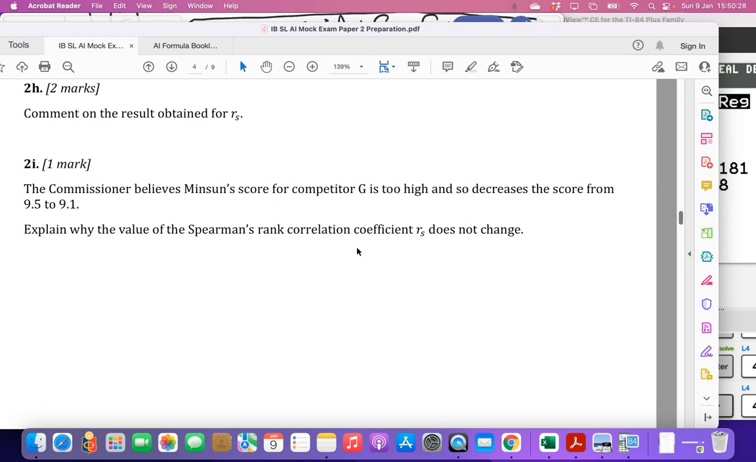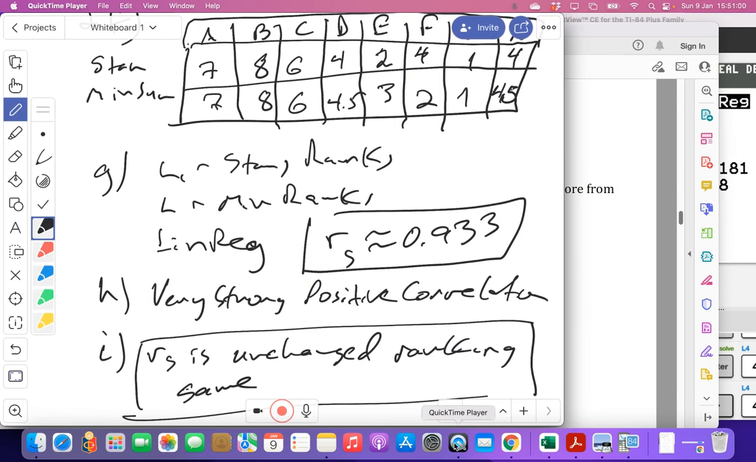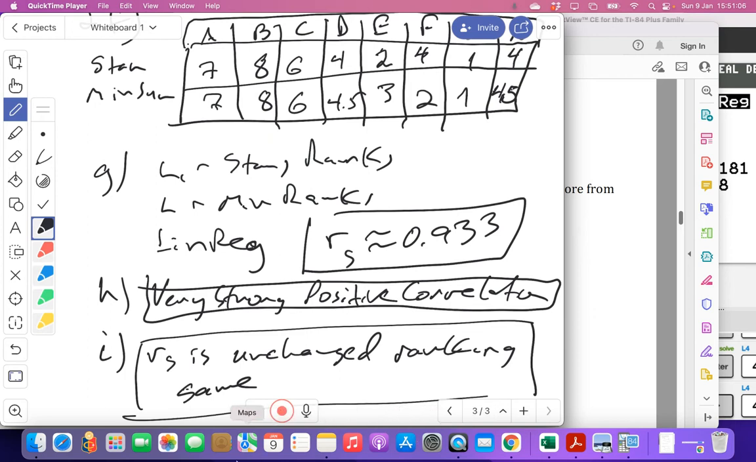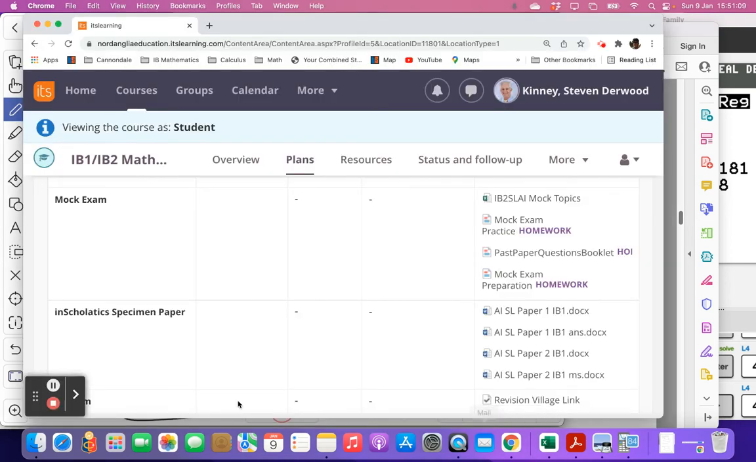No effect on the Spearman's correlation coefficient. So R sub S is unchanged. The ranking remains the same. I don't really have any workings, so I don't have to box these answers. I think the examiners can figure that out when they grade my exam paper.